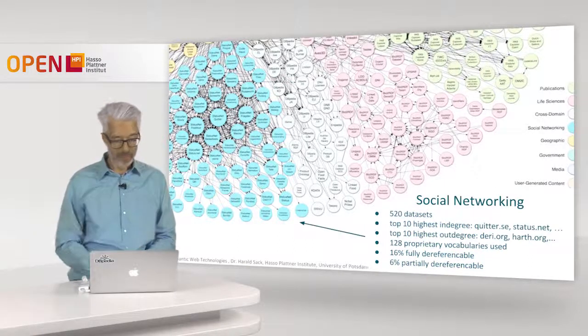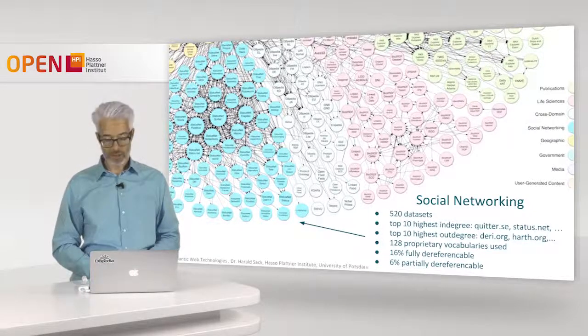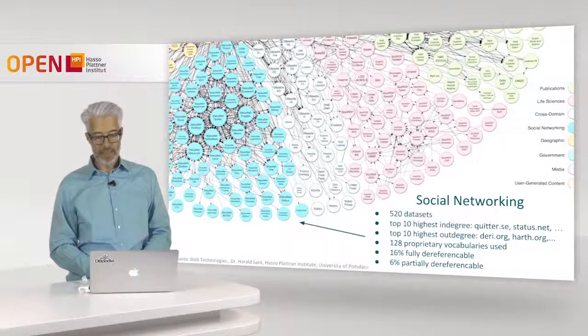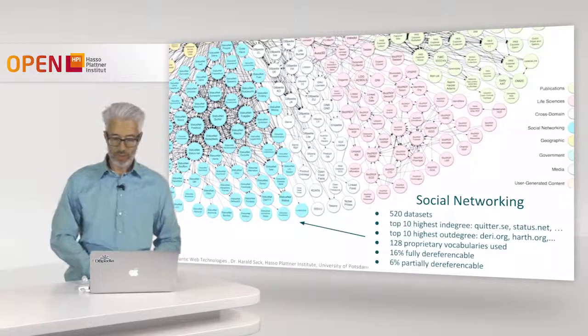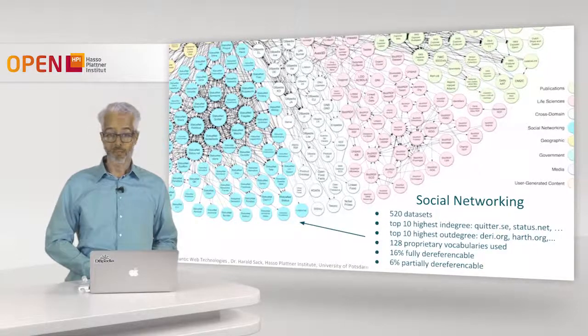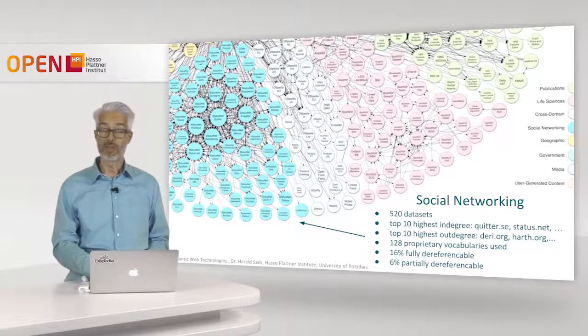We are almost done. So look at the next part. Here in blue, this is social networking data. These are many, many datasets, 520 datasets overall. And there are also some of them among the top 10 with the highest in degree and out degree. So for the in degree, we have a site called quitter.se or status.net. I also don't know them. And for the out degree, we have derry.org, which is a research institute, and heart.org. And of course, simply because of the sheer number of datasets, there is also a high number of proprietary vocabularies, 128, 16% fully dereferenceable, and 6% at least partially dereferenceable.